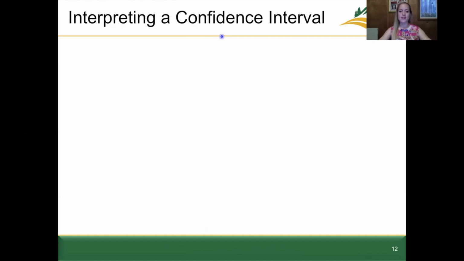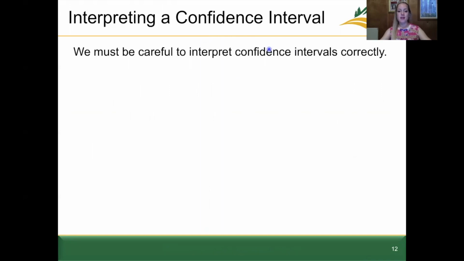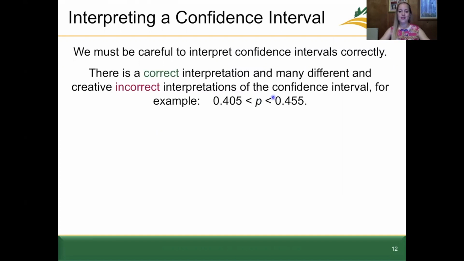Now I mentioned we'd talk more about confidence intervals. What do they mean? Let's touch on how we interpret these. This is a really important point in 7.1. We have to be careful to interpret confidence intervals correctly. We're going to go through some examples of the correct way and the wrong way to interpret them. For example, let's use this range. So here's this p-value. It's above 0.405 and it's less than 0.455.